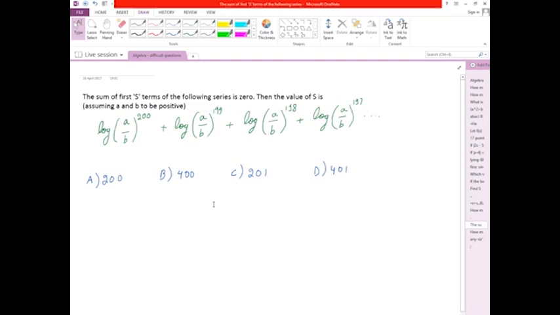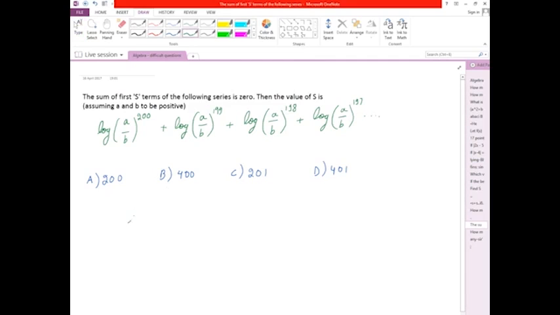This one is relatively easier to understand, so we'll do this one fairly quickly. The sum of first s terms of the following series is 0. Then what is the value of s? So what this is telling you is that if you keep adding these terms, the answer will be 0. How many terms do I need to add for the answer to be 0?